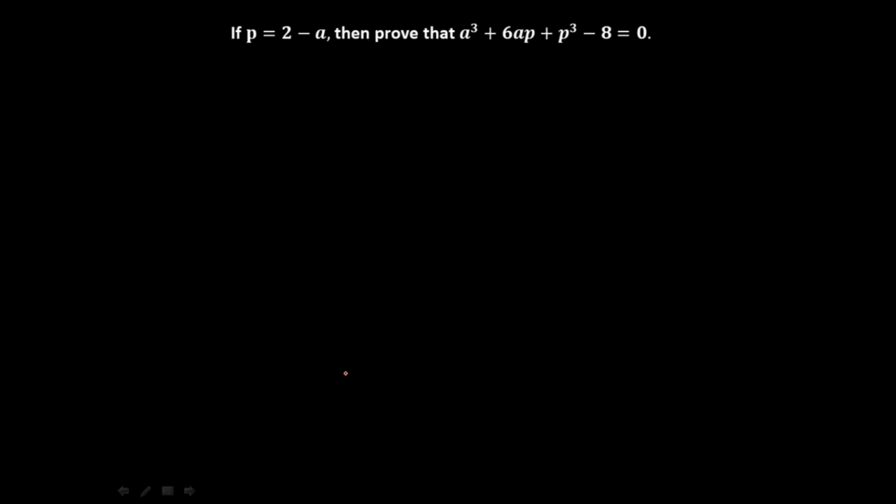If p equal to 2 minus a, then we have to prove a cube plus 6 times ap equal to 0, with q as given. Let's see. There are again many methods. One method is the direct method. Just substitute the value of p here and here and then simplify. You'll get the answer, but that is a little longer, complicated method. There is an easy method.